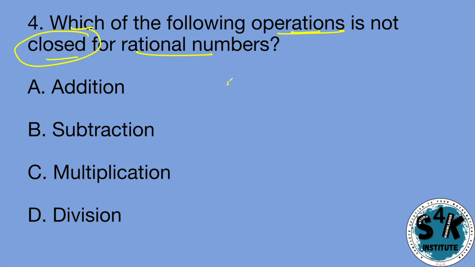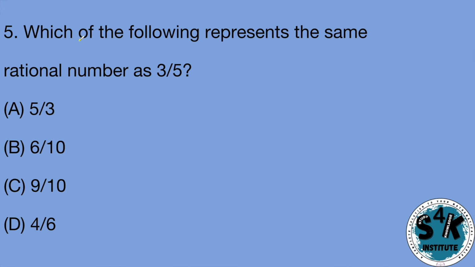We know that 0 is a rational number, but when we divide 0 by 0, it is no more a rational number, so it is undefined. So here the closed operation of rational numbers failed for division. So the answer is D.